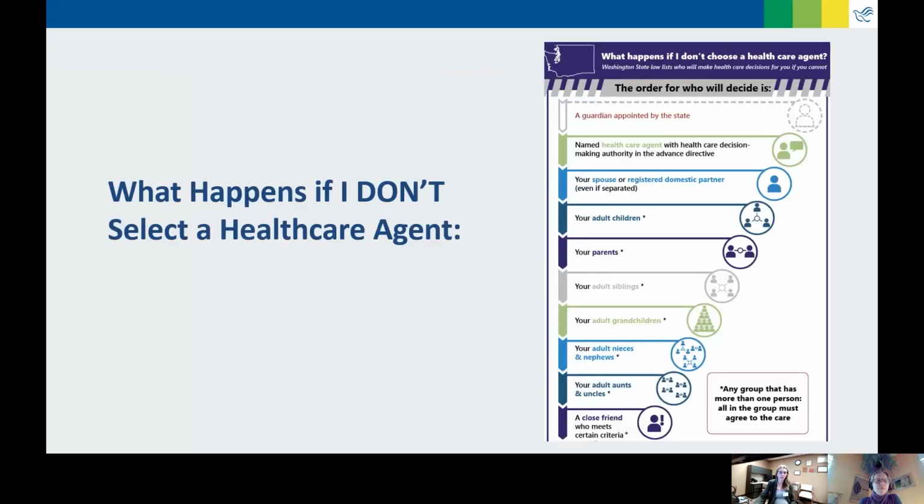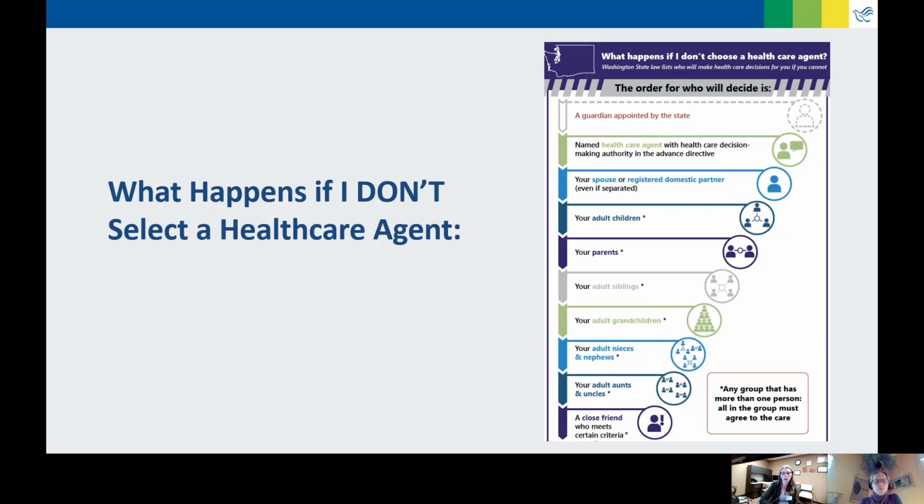So a question that often comes up here is, what happens if I don't write someone down or I don't select a healthcare agent? In Washington state, we actually have a legal order of decision maker. So if something were to occur and you hadn't named a person on your document, we have this form here, but it follows the law the way that it's written for a healthcare organization to be able to reach out to find out who becomes the person to make a decision if you're unable to do so. So it starts at the top.